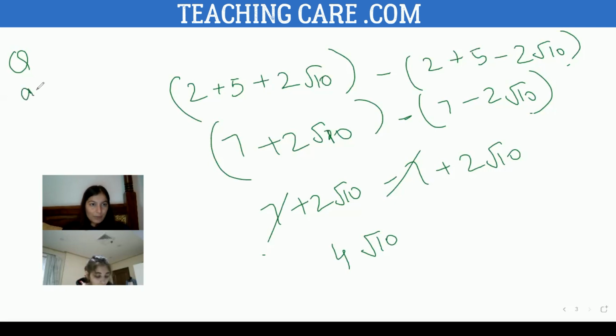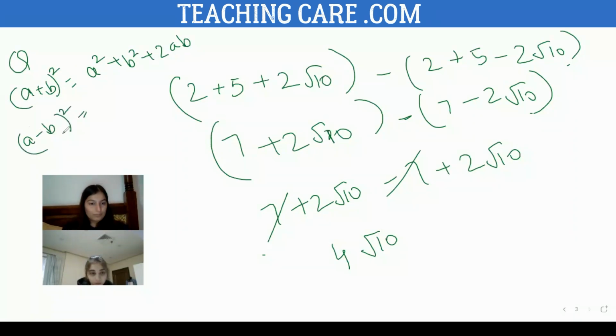What is a plus b whole square? A squared plus b squared, and then plus 2ab. And what is a minus b whole square? A squared plus b squared minus 2ab. Right. Now apply the same for the first bracket and for the second bracket.